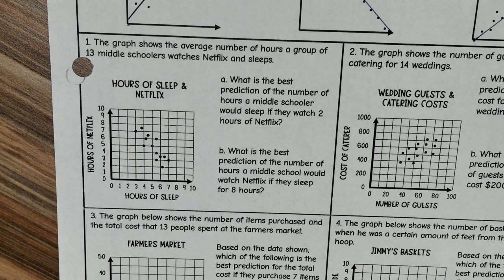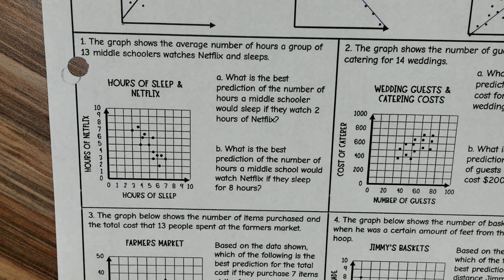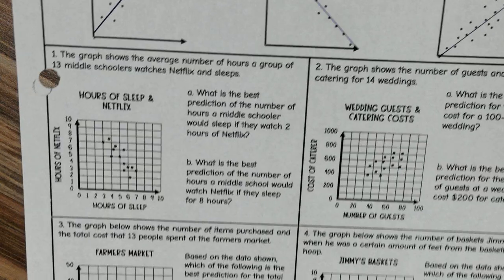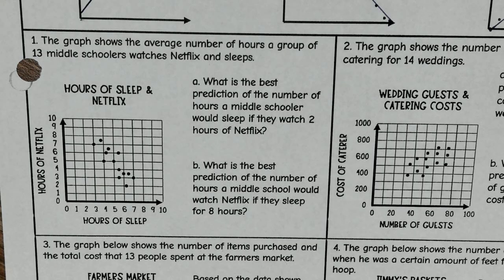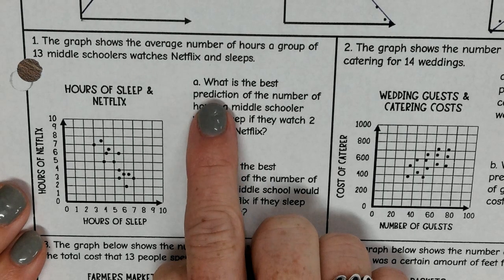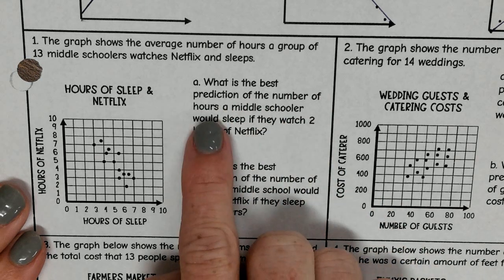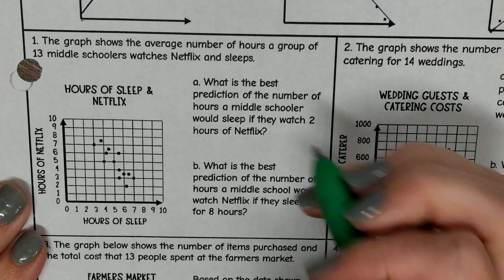Now again, on your assignment today, you're not going to be able to draw the trend line because it's online. You're going to have to use your finger to see where you think it would go. So we're going to try to answer these questions just using our fingers, okay? Did y'all get y'all's trend lines drawn here? All right, look at number 1. Number 1 says, the graph shows the average number of hours a group of 13 middle schoolers watch Netflix and sleeps. A says, what is the best prediction of the number of hours a middle schooler would sleep if they watch 2 hours of Netflix?